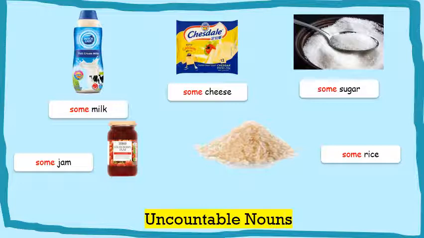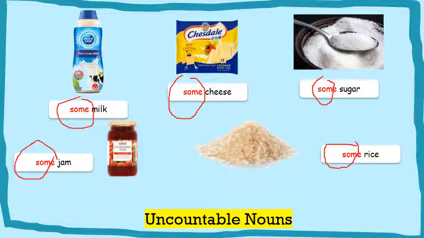Look how I use every single item in this whole picture with some. Okay, some milk, some cheese, some sugar, some rice, and some jam. If people ask you, Ali, can I have a milk? No, you cannot say, can I have a milk? It must be, can I have some milk? Because you cannot count milk.